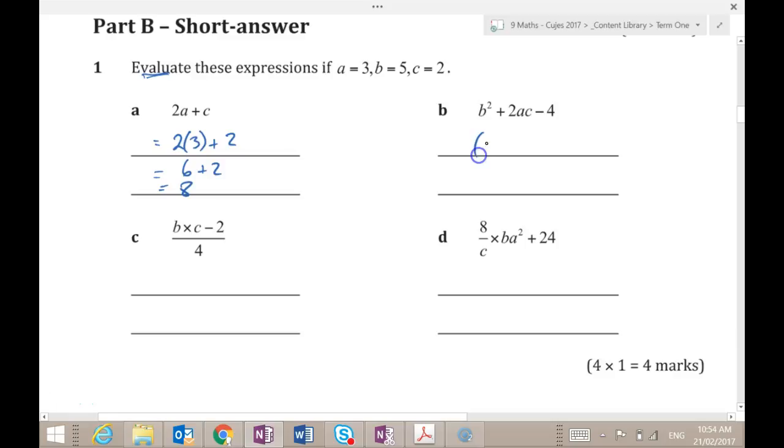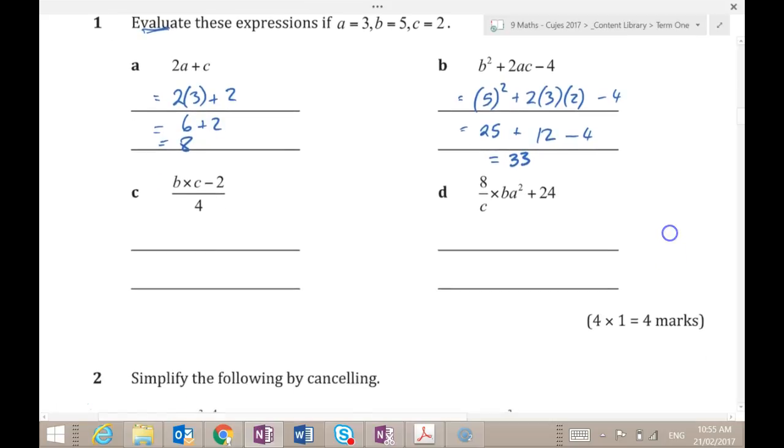B squared, so I just put that in brackets, that's 5 squared, plus 2 times A is 3, times C is 2, minus 4. Just evaluate each bit first before you join them together. So 5 squared, that's 25. 2 times 3 times 2. Well, 2 times 3 is 6, times 2 is 12, minus 4, and then you can do it all together. 25 plus 12 is 37, minus 4. Whoop, I'm writing 34, but I'm saying 33 in my head. That's really funny. It's because I still said minus 4, so my hand started writing a 4.